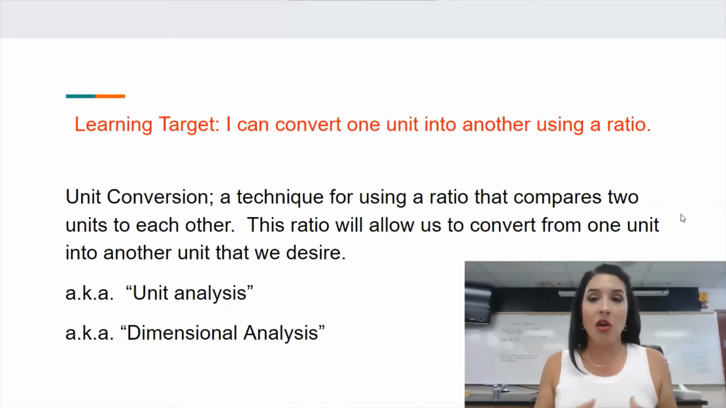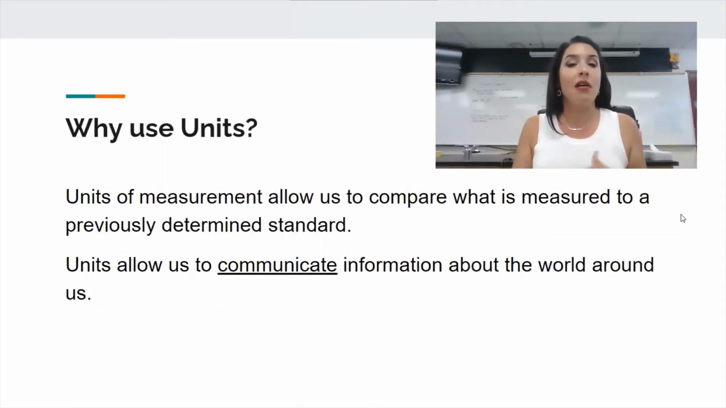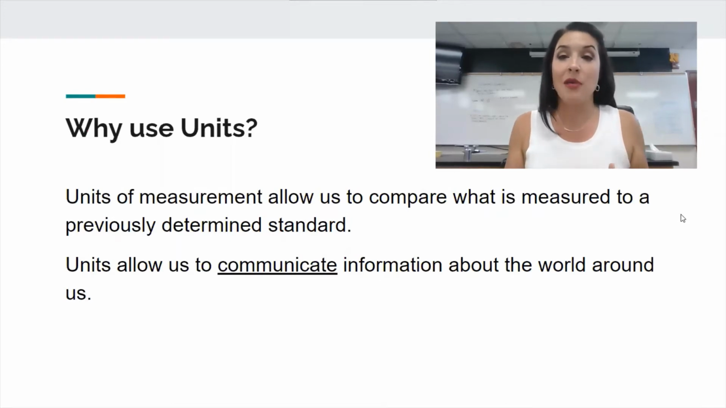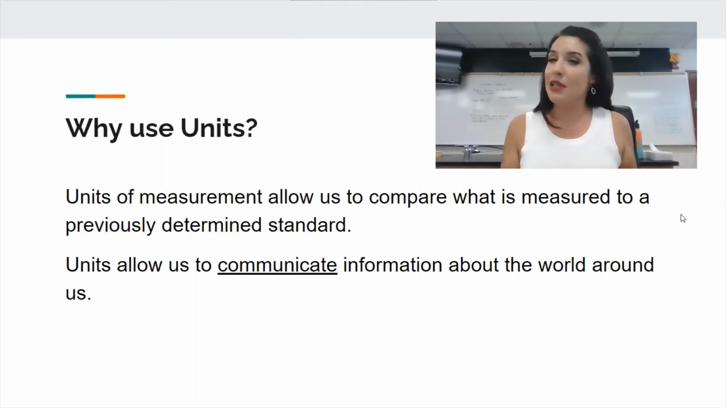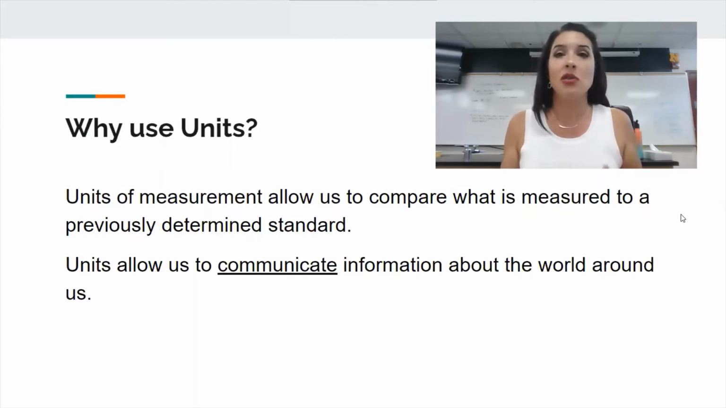You may have heard of this called unit analysis. You may have also heard of this as called dimensional analysis. So why do we use units? Well, units are a standard of measurement that allow us to compare something that is measured to a known standard. It allows us to basically communicate information about the world around us in ways that we might not otherwise mean to. Last time we talked about naked numbers, and naked numbers are those that have meaning, but without the units that they are applied to, they're just that.